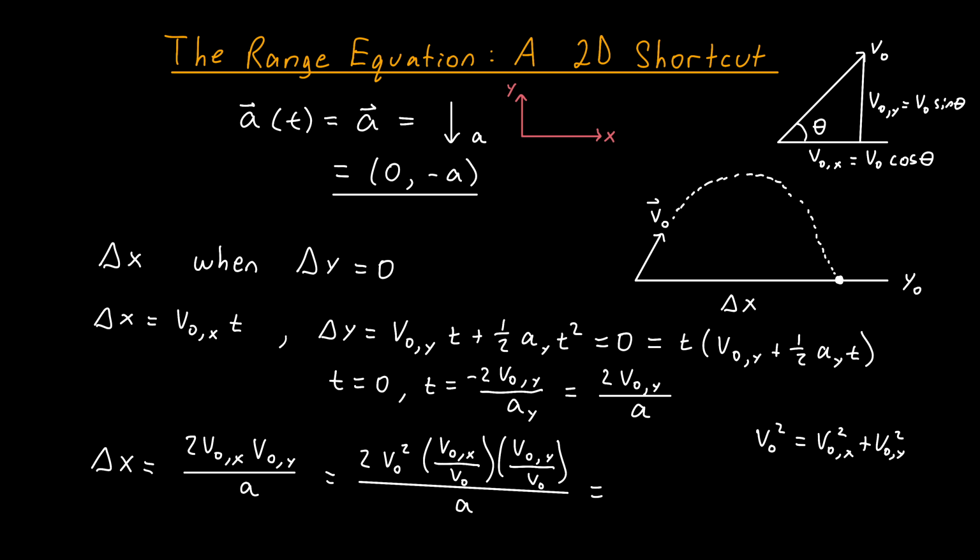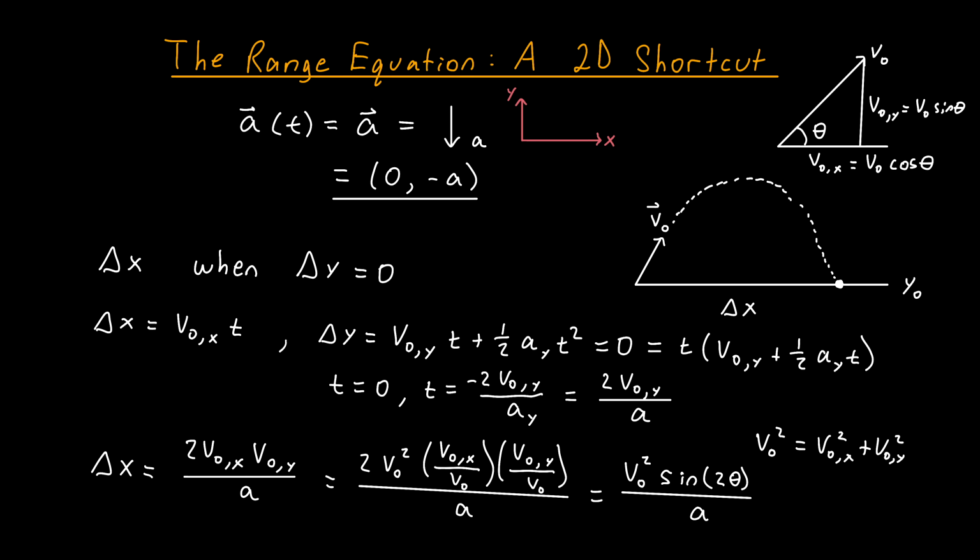And then there's this identity where 2 times cosine theta times sine theta is just equal to the sine of 2 theta. So the standard form for writing the range equation is you keep the v0 squared, and you replace the rest of the numerator with sine of 2 theta. And then you're still dividing by a. Now I don't want to get too lost in the details of using coordinate systems and working with shortcuts that are only true when acceleration is a constant vector.